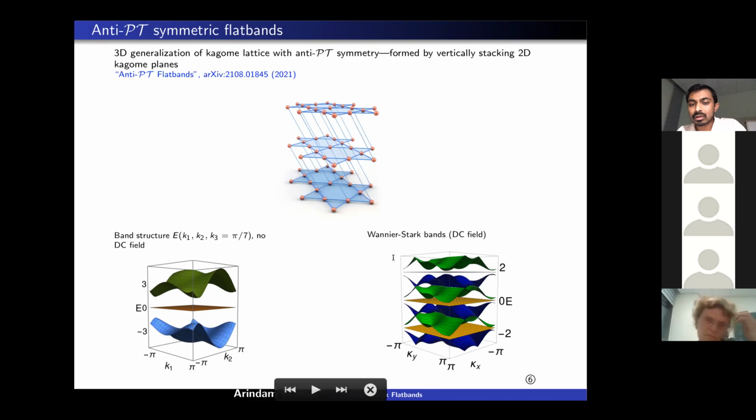Now we turn on the DC field, and we found that this flat band still persists within each irreducible structure of the Wannier-Stark bands, like E equal to 0 and around 2 and minus 2. Actually the Wannier-Stark bands are in a two-dimensional momentum space, and the number of band structures is infinite, but here we showed only 3 of them. And each irreducible structure contains a single flat band.